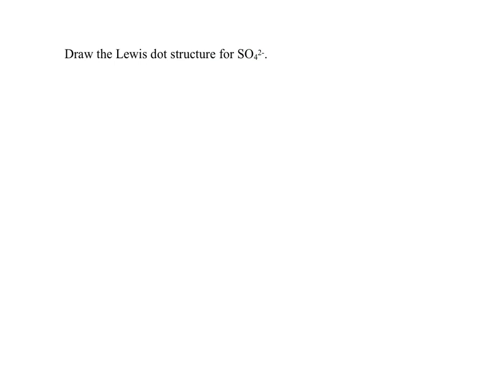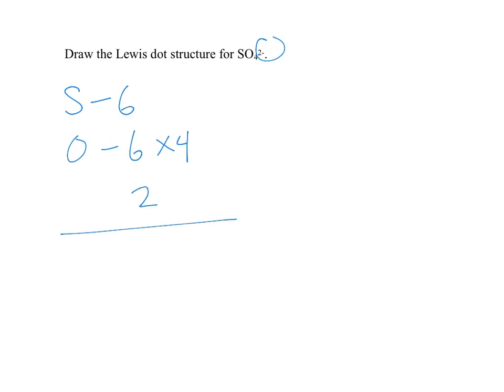We've got SO4 here, which is sulfate. So sulfur, 6 valence electrons. Oxygen, 6 valence electrons also, both in group 6A, and then times 4. And then we have a -2 charge. And so that means 2 extra electrons. So we're also going to add in 2 extra electrons to our total, and that's going to be 32 valence electrons total. Sulfur goes in the center.